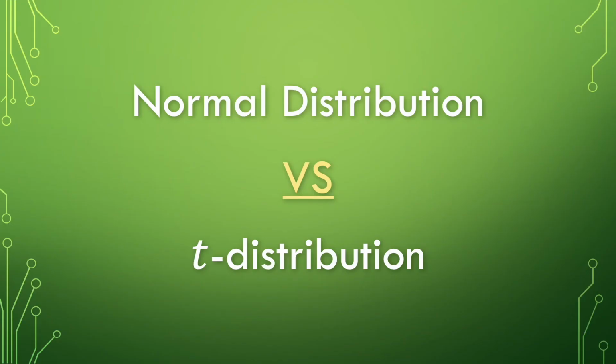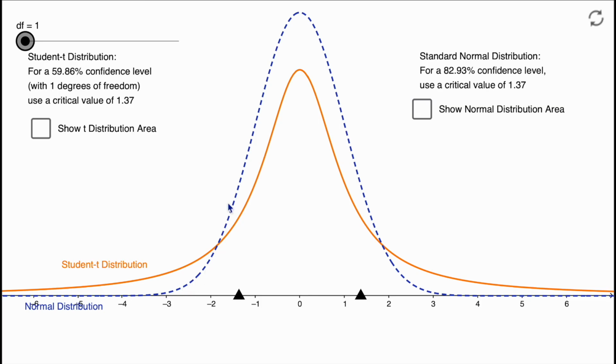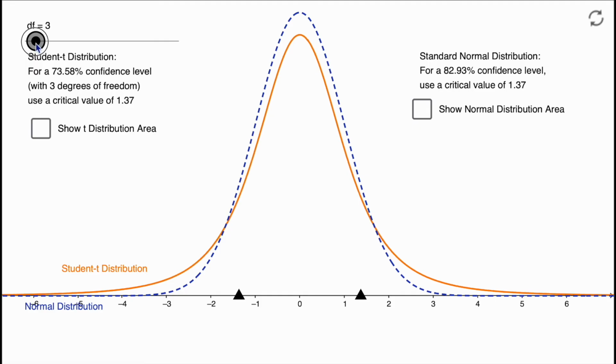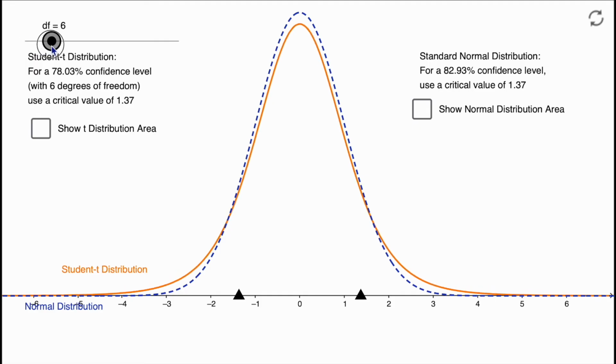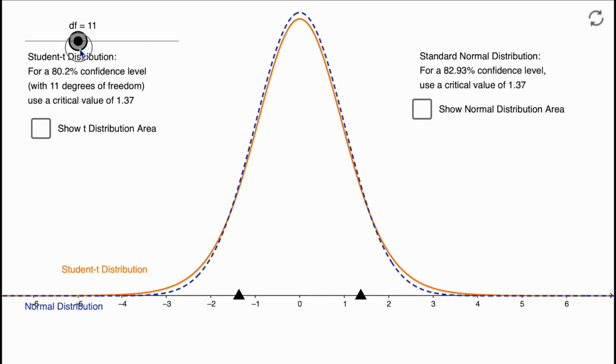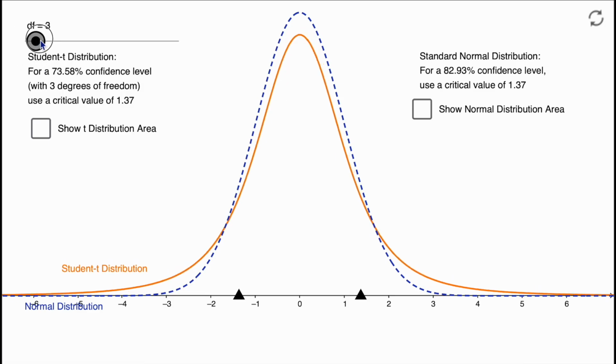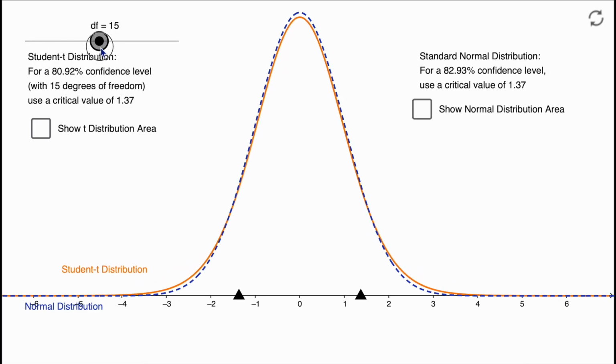Now, let's compare the normal distribution and the t-distribution. Itong blue na curve, this is our normal distribution, while the orange curve is the student's t-distribution. So, tignan natin kung ano ang mangyayari kapag pinapalaki natin yung sample size or the degrees of freedom. Notice that habang pinapalaki natin yung df natin, numinipis yung ating mga tails. And at the same time, habang numinipis yung tails, ina-approach natin yung standard normal distribution.